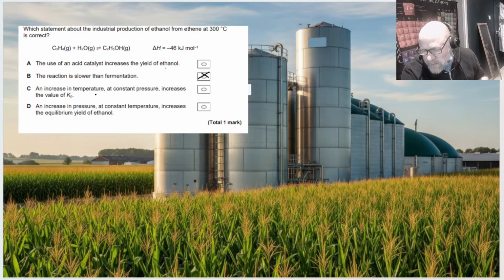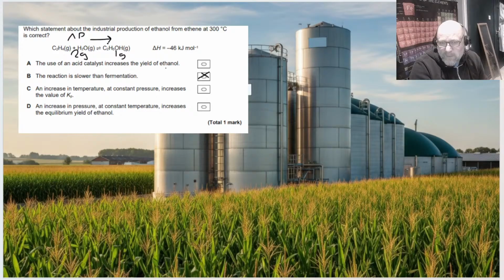You going D? An increase in pressure at constant temperature increases the equilibrium yield. If we increase the pressure, it's going to go to the side that has fewer gas molecules: two gas molecules versus one gas molecule. It will shift to the side with the least gas molecules.